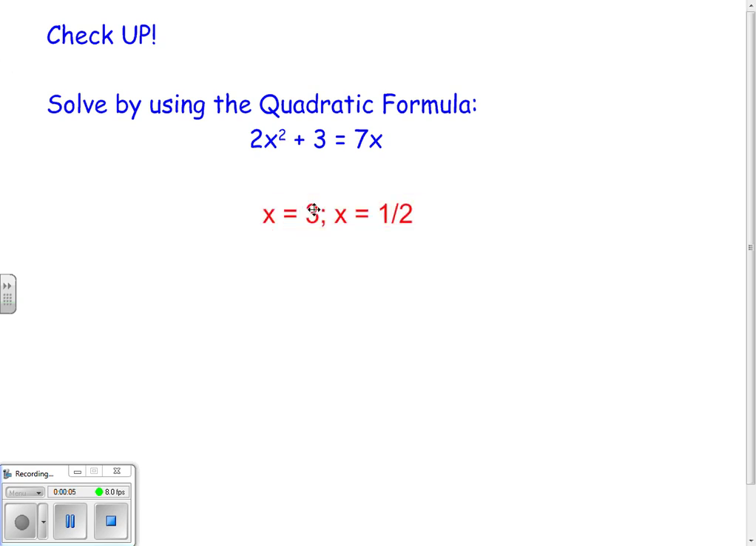Just a quick reminder on doing this checkup, you need to make sure it's set equal to 0 before you determine A, B, and C and complete the quadratic formula.